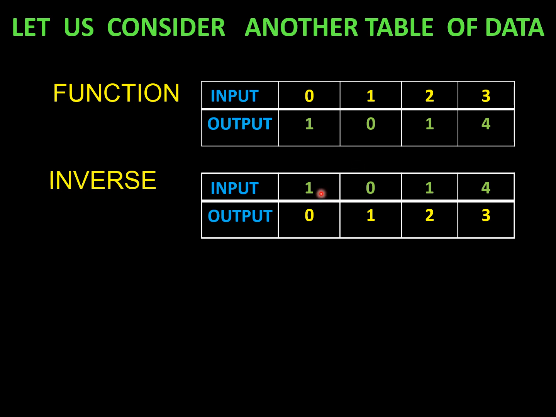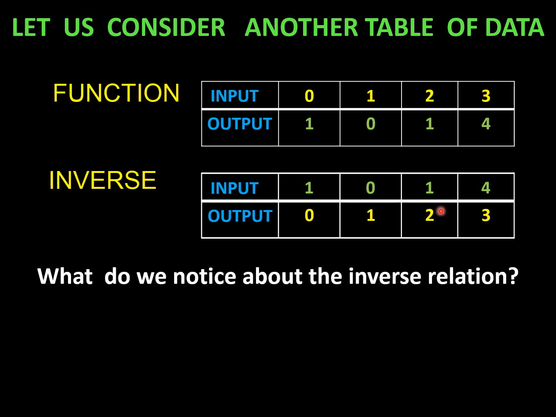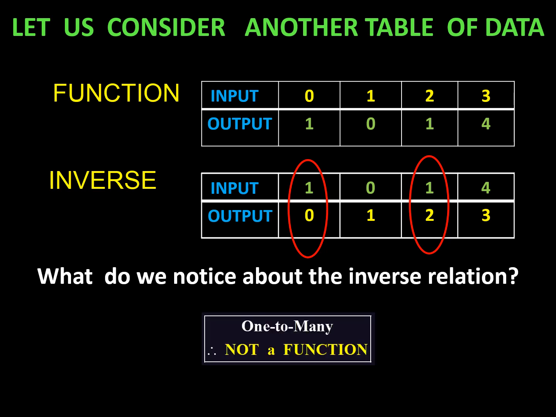Now let's look at this. 1 has an output of 0. 0 has an output of 1. But then 1 also has another output. So if I look at that, I have (1, 0) and (1, 2). So that is a one-to-many. 1 gives me 2 possible outputs. Therefore, what do we know about this inverse relation? That's correct. It is not a function.